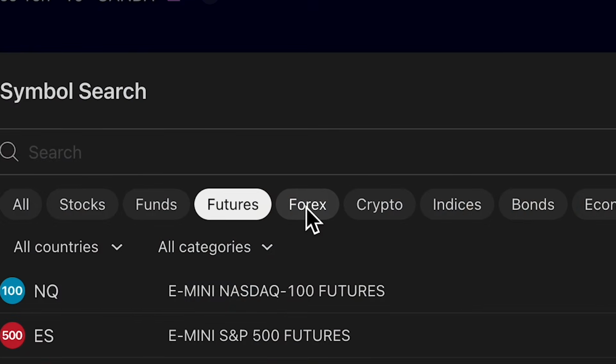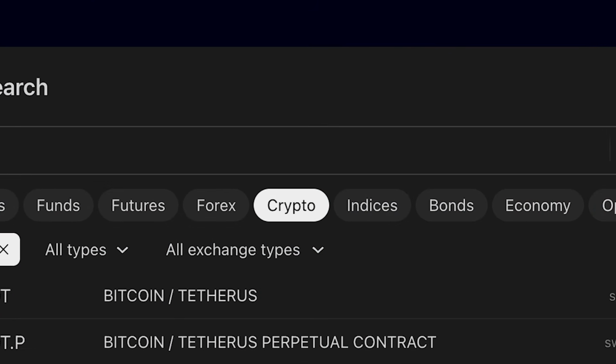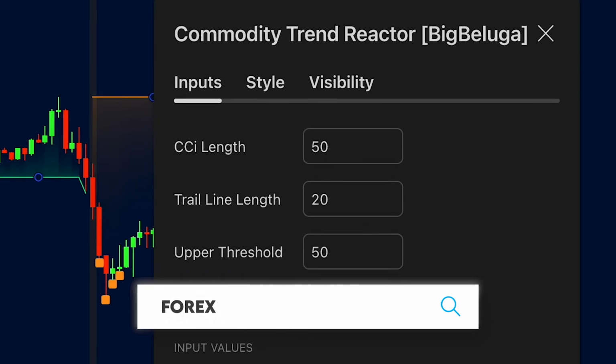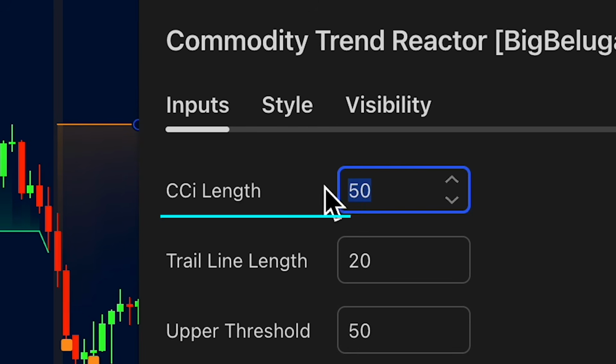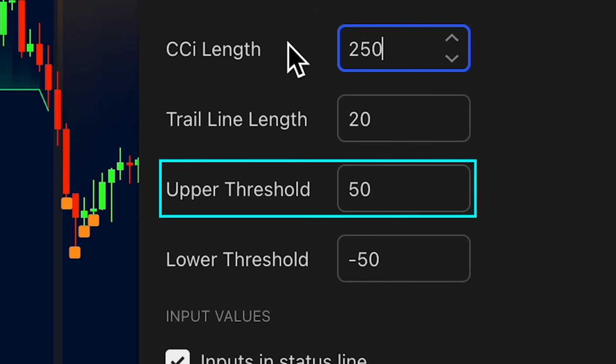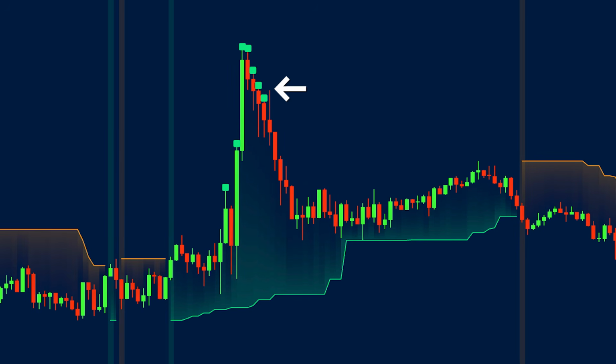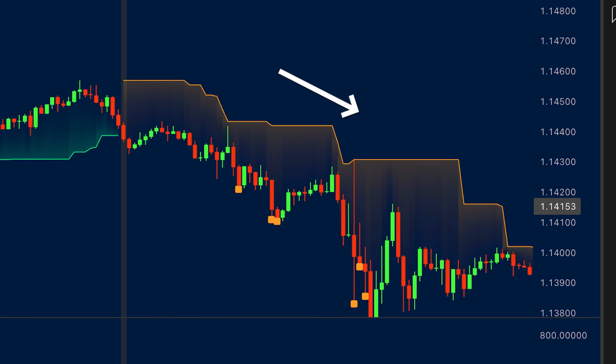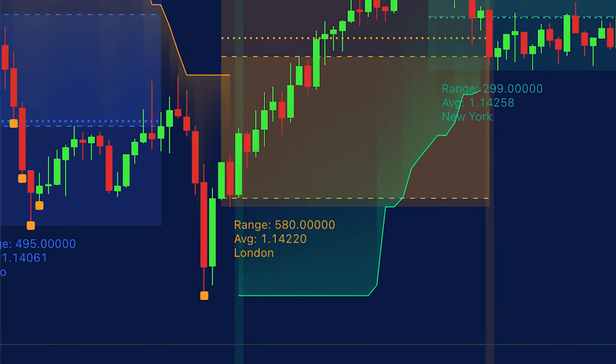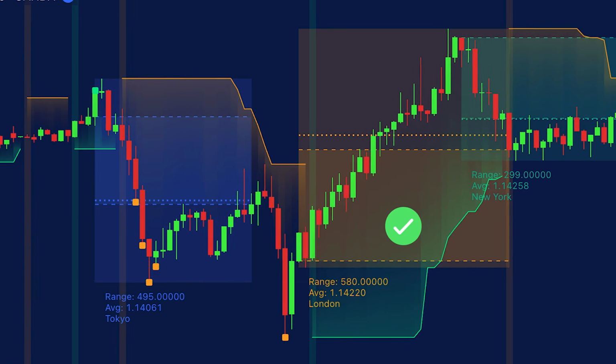Now, different markets require different settings for maximum momentum accuracy. For forex pairs, especially majors, you want to set CCI length to 250 and keep thresholds at plus or minus 50. This filters out the noise from central bank interventions and catches real institutional momentum shifts. Focus on momentum signals during London and New York sessions when institutional flow is most predictable.